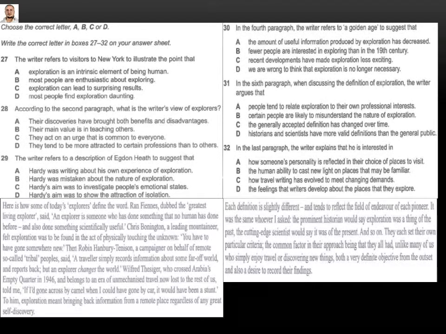So, when discussing the definition of exploration, the writer argues A. People tend to relate exploration to their own professional interests, and it's mentioned here. Let's go back to it. Each definition is slightly different. This is the key answer, and tends to reflect the field of endeavor of each pioneer, which means people tend to relate exploration to their own professional interests.